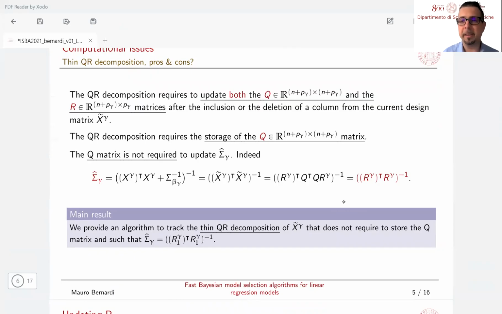Finally, we observe that the Q matrix is not needed to update the posterior variance covariance, because the posterior variance covariance matrix sigma gamma can be obtained as the square inverse of the square of the R matrix. So our idea is to provide algorithms to track the thin QR decomposition of X gamma instead of the full QR decomposition in such a way that sigma can be obtained as the square inverse of the square of the R1 matrix.